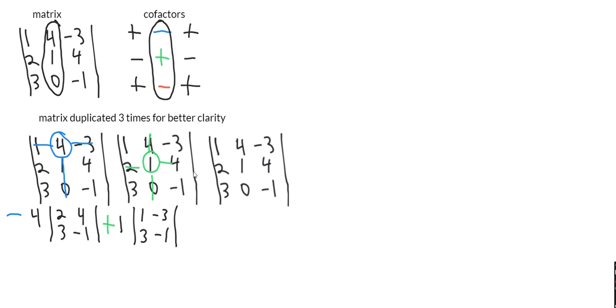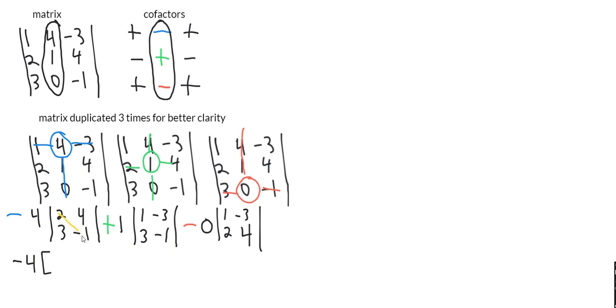Finally, the very last one is 0. I'm going to cross out that row and the column that 0 is in. The cofactor is negative. So we have negative 0. And what's not crossed out is this minor right here, 1, negative 3, 2, 4. All right, so now what we need to do is just figure out what these determinants are.